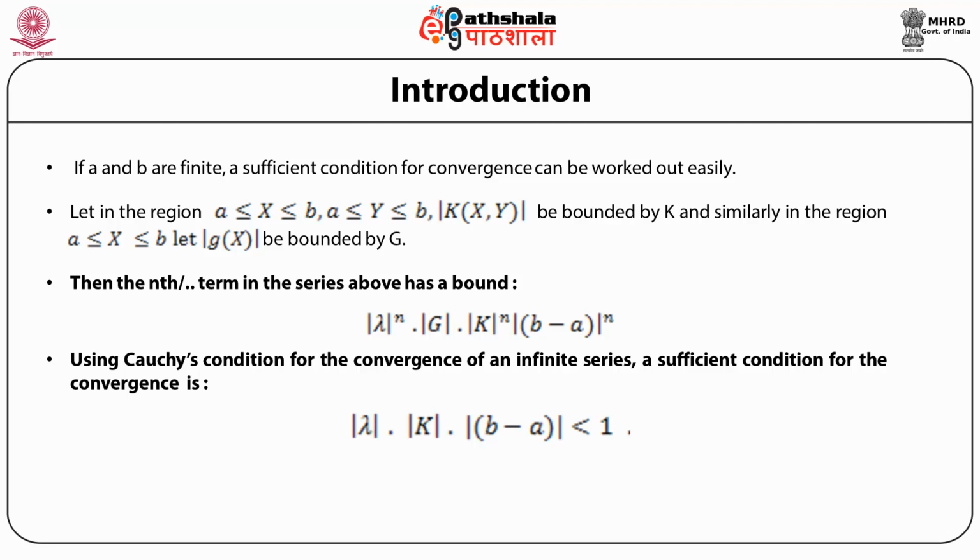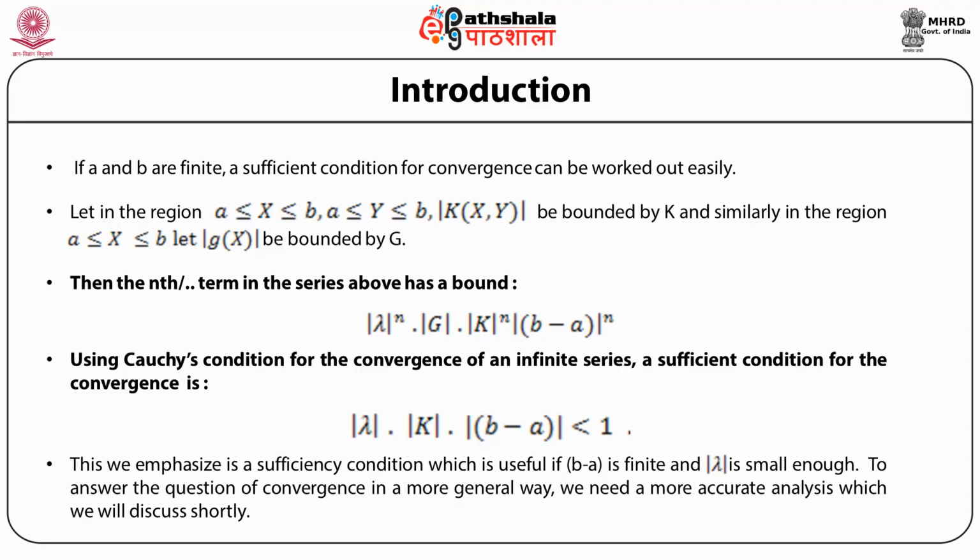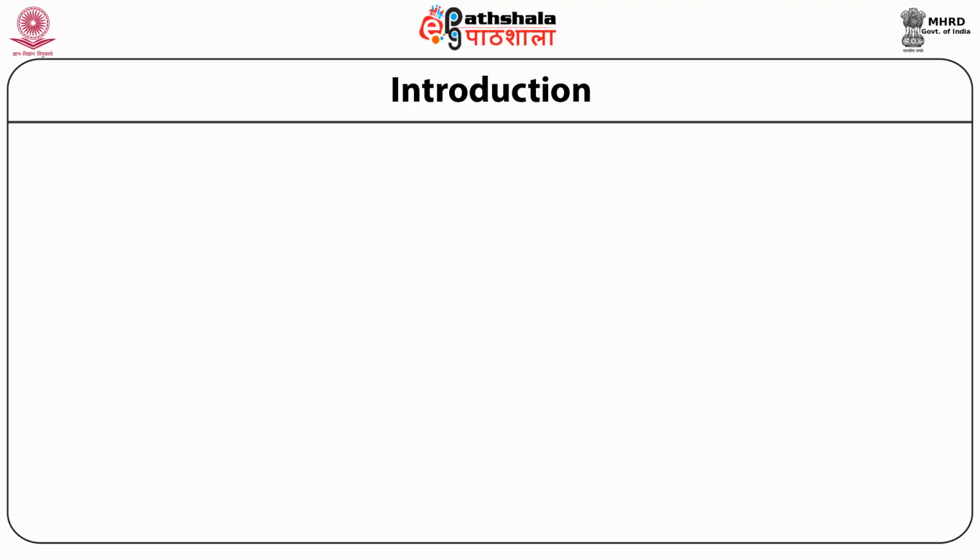This, we emphasize, is a sufficiency condition, which is useful if b minus a is finite and mod lambda is small enough. To answer the question of convergence in a more general way, we need a more accurate analysis, which we will discuss shortly. Now, before we discuss more accurate analysis, with the help of certain examples, let us illustrate what we have done.